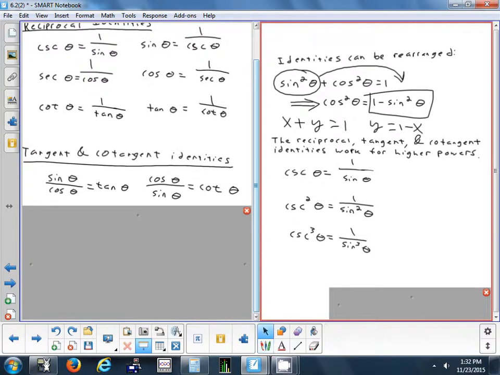How about if I had sine squared divided by cosine squared? What do you think that one would be? Tangent squared. Yeah, that would be tangent squared. Okay, it's the same identity. It's not really a new identity. You're just doing it with a higher power.